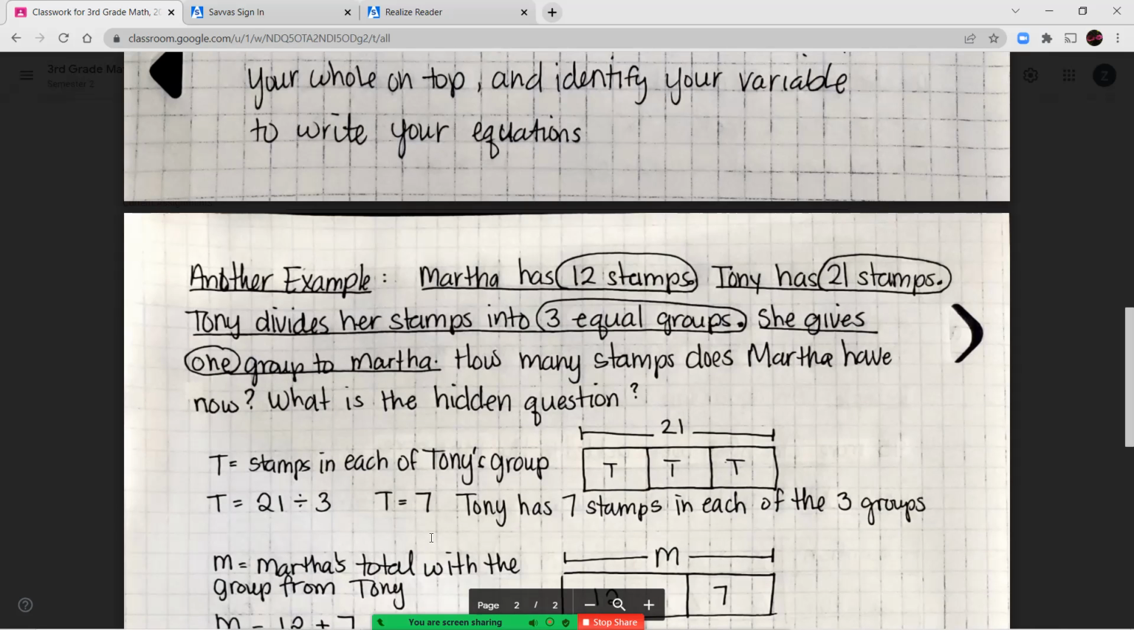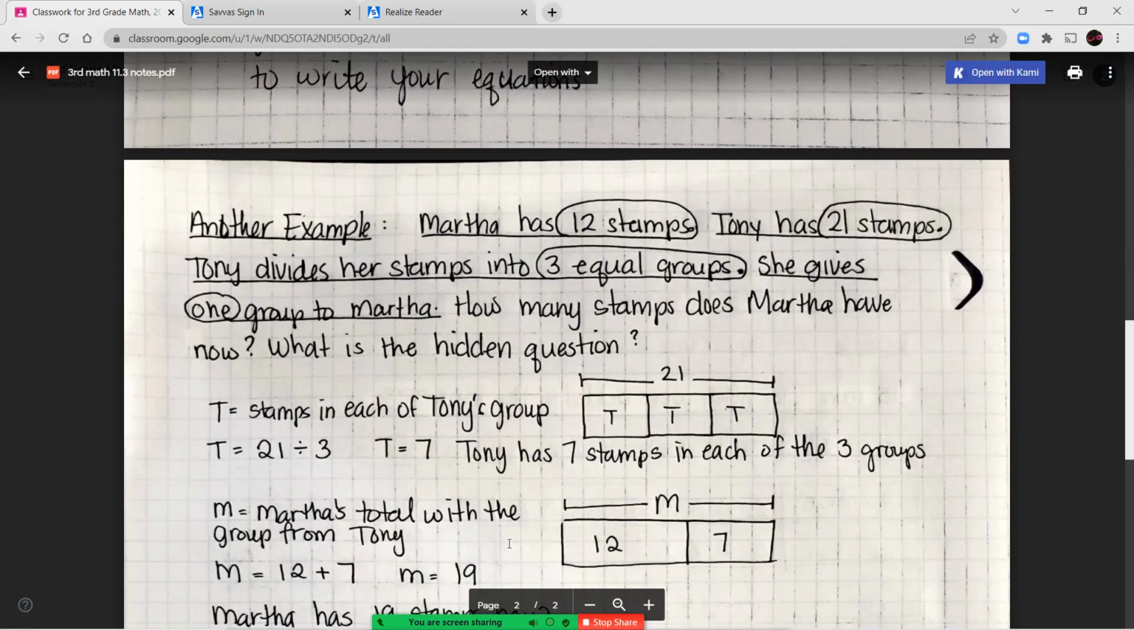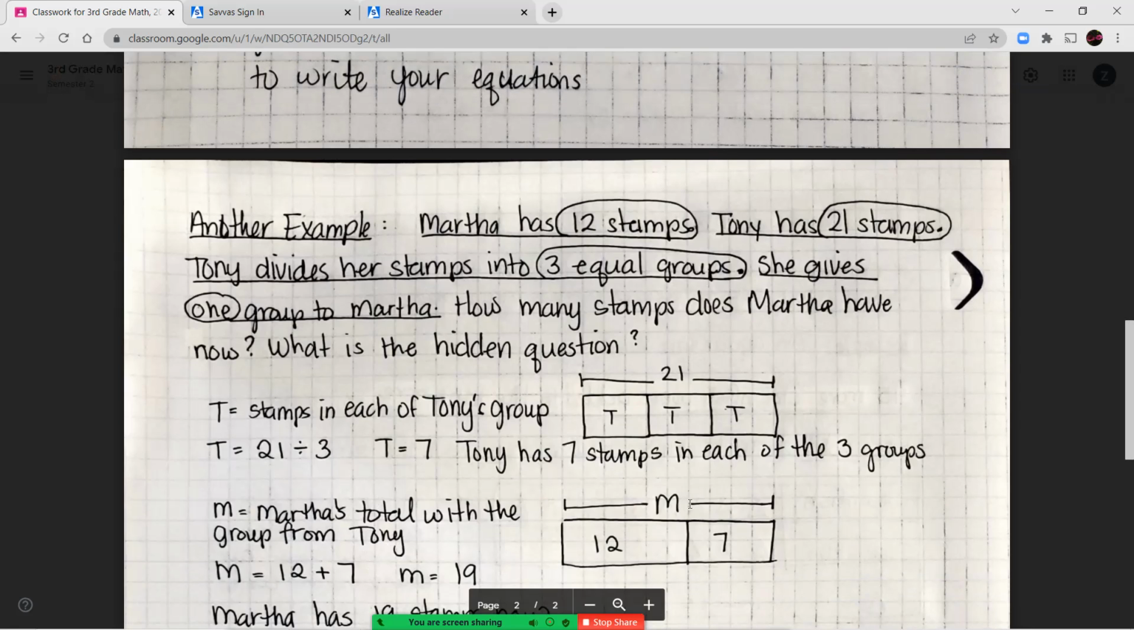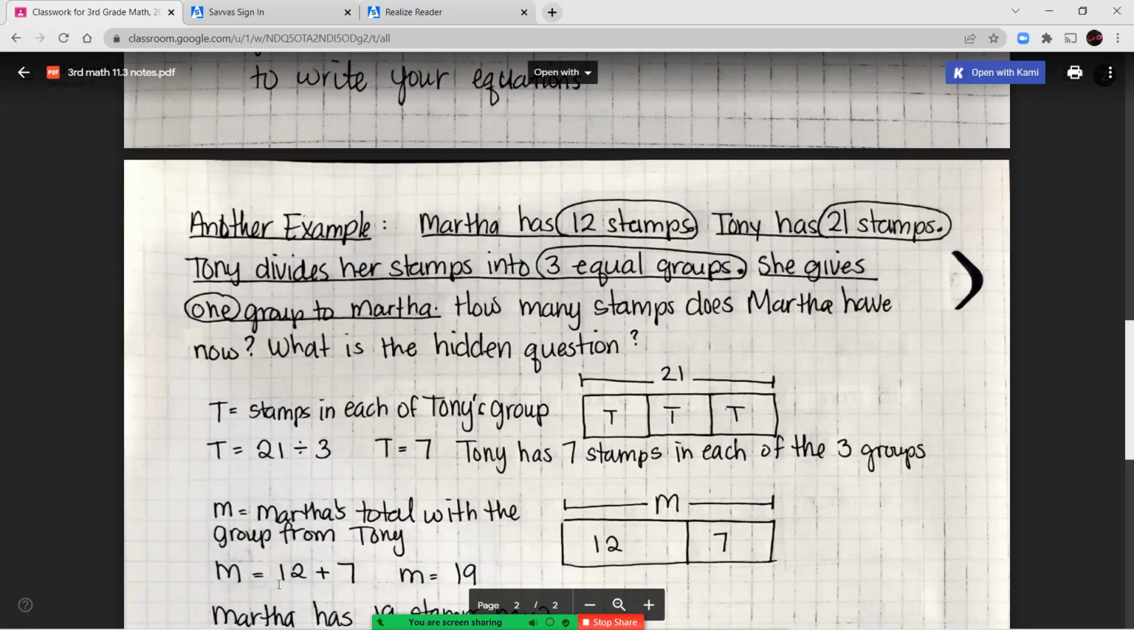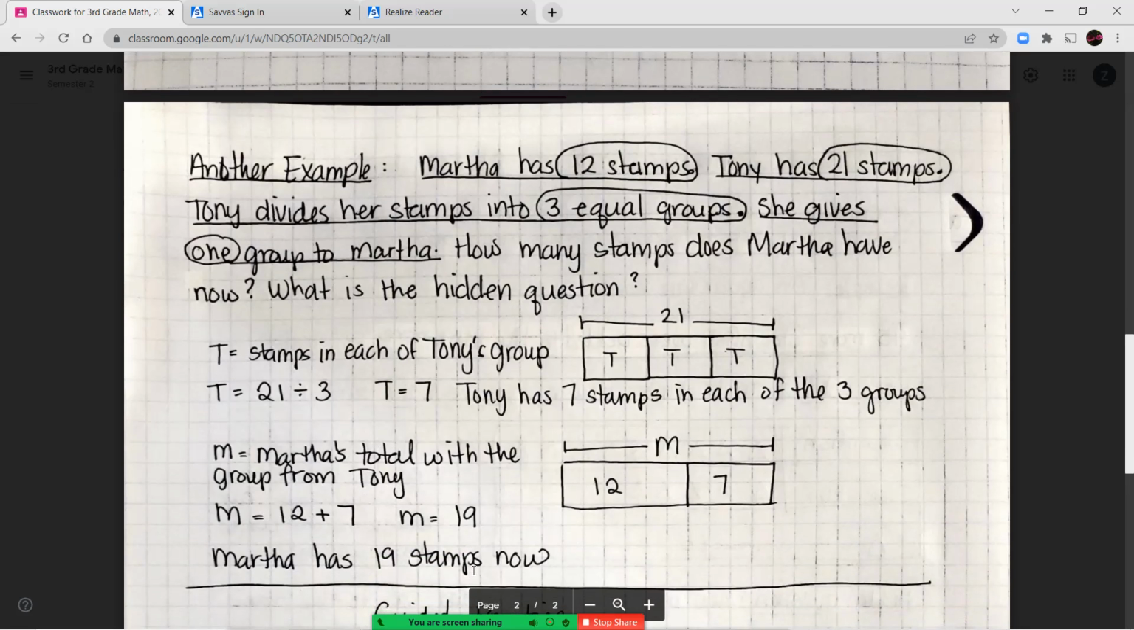Now I need to think about my main question. My main question was, how many stamps does Martha have now after Tony gives her one of those groups? So Martha's stamps, M, is going to be the total of Martha's stamps with the one group from Tony. M is going to be Martha's 12 stamps plus Tony's 7 stamps. So M is going to equal 12 plus 7. 12 plus 7 is equal to 19. So we find out that Martha now has 19 stamps altogether.